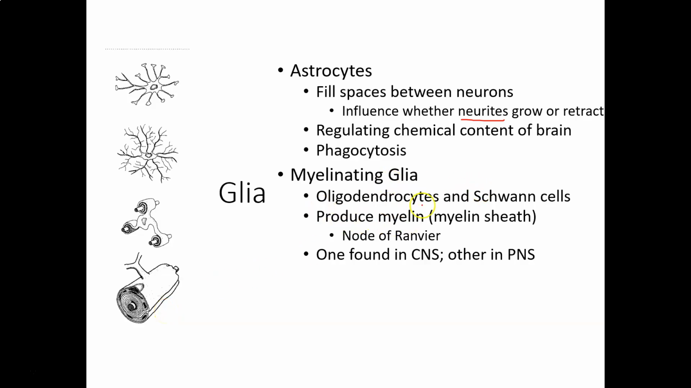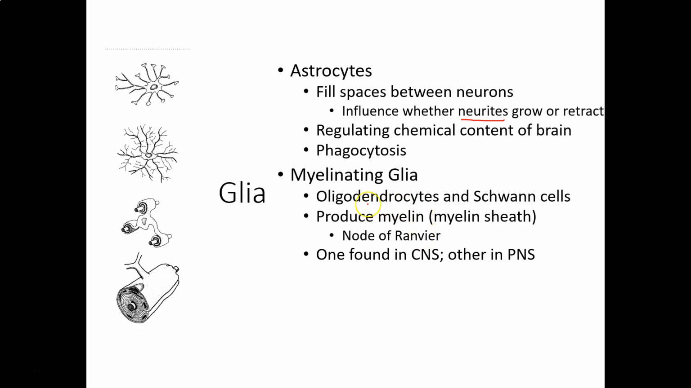Oligodendrocytes have one cell body, and they reach out and can wrap multiple axons at one time. Schwann cells, only one Schwann cell can wrap one axon at a time. Both of them are producing myelin, which is that myelin sheath that's covering the axon to help insulate it. In between the wrapping of myelin sheath, where there's the bare axon, that's called the node of Ranvier that we talked about in the earlier slide.